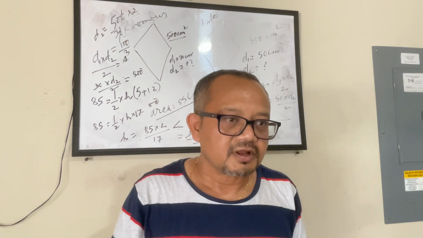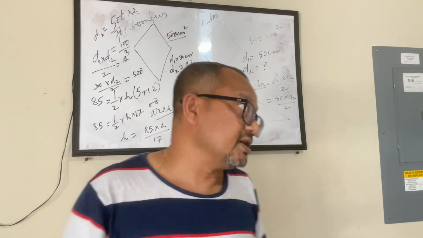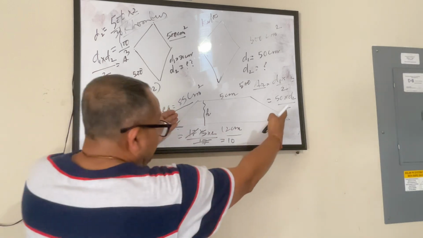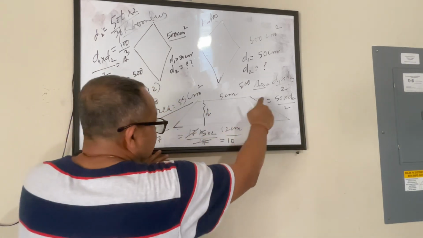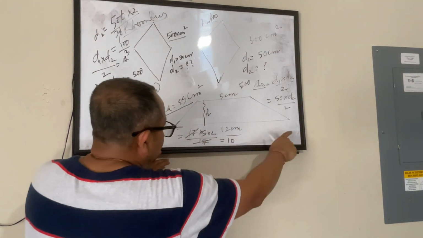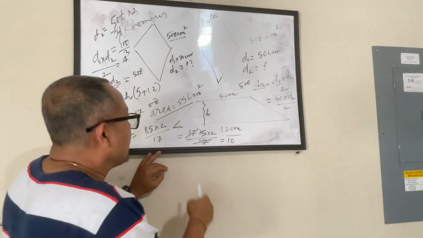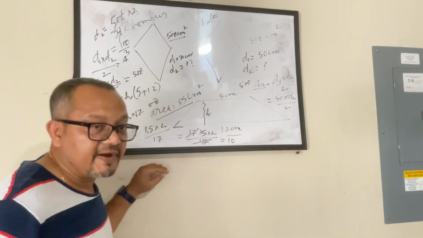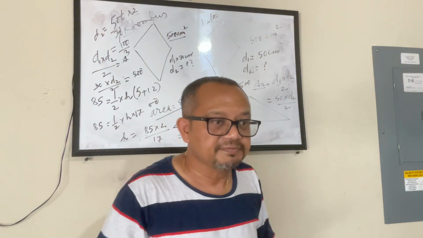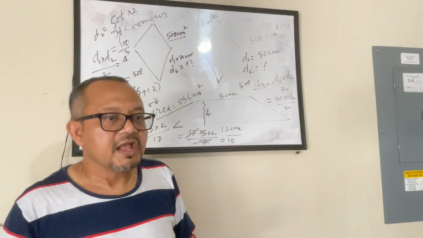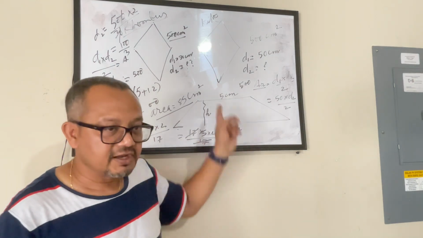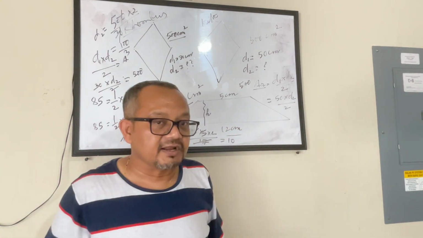The trapezium question. This trapezium has two parallel lines of length 5 and 12, and we don't know the height or the distance between the parallel lines. What we know is the area. Area is 85 centimeters square. Okay? So we have to find out the height or the perpendicular distance between the parallel lines.